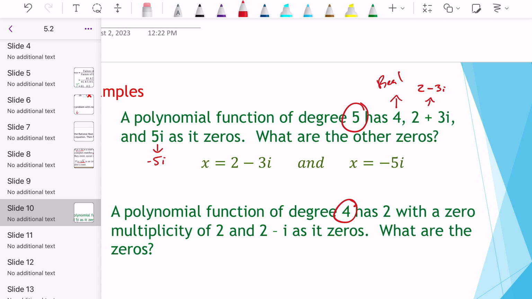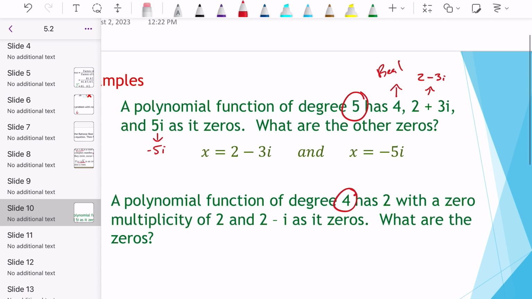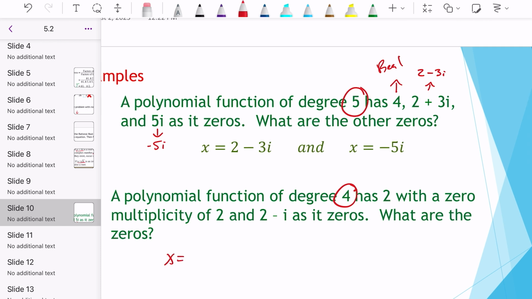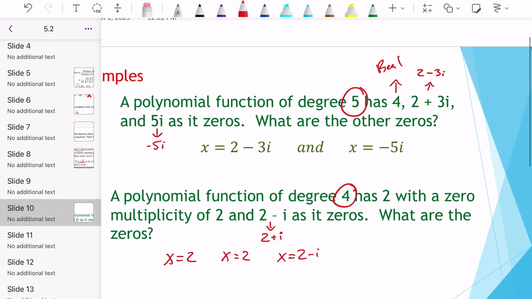And it's stating that it has 2 as a zero with a multiplicity of 2, meaning that our answer of x equals 2 will occur twice. And it also has 2 minus i as a solution. Keep in mind, this is a complex root, which means 2 plus i would also be an answer.